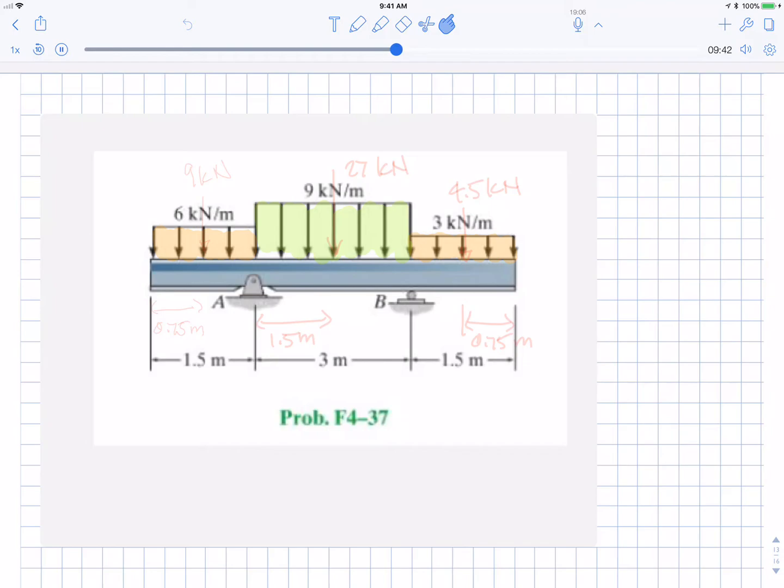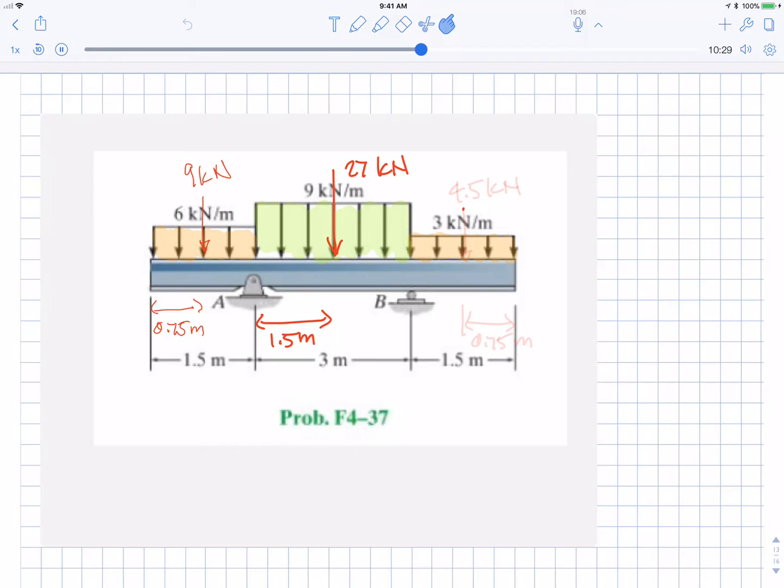Okay, all we have to do is get areas and centroids. It's pretty easy. So 6 kilonewtons per meter. That rectangle has a height of 6 kilonewtons per meter and a base of 1.5 meters. The area of that rectangle is 6 times 1.5, which is 9 kilonewtons, and the centroid of a rectangle is halfway over, or 0.75 meters. Similarly, the area of the other is 9 kilonewtons per meter times 3 meters, which is 27 kilonewtons, and its centroid is at half of 3, which is 1.5 meters from A.